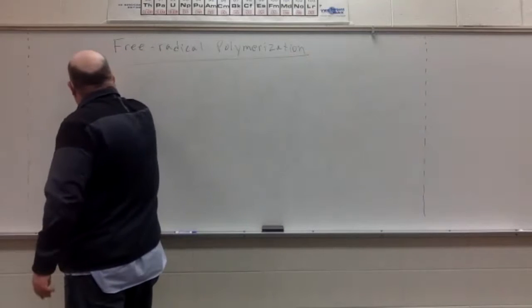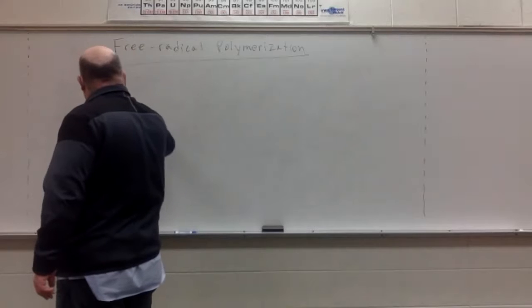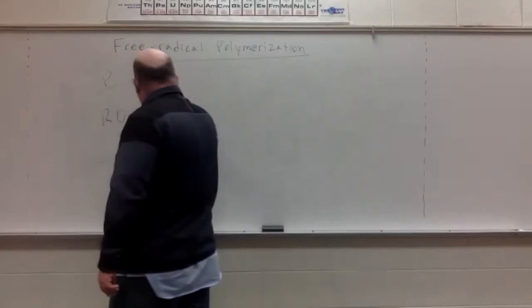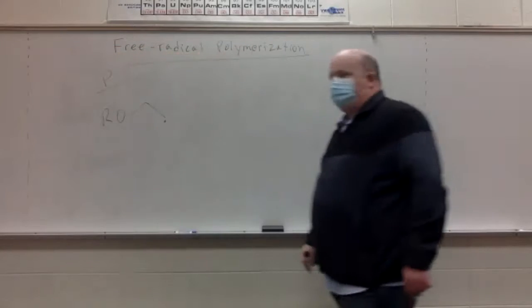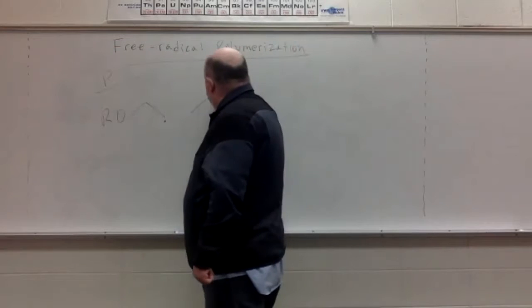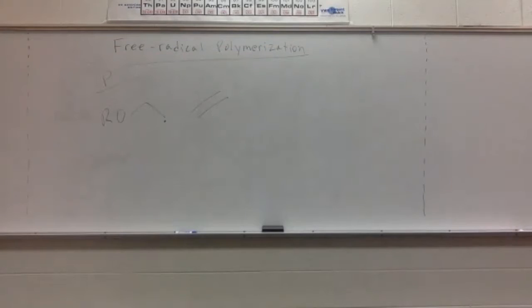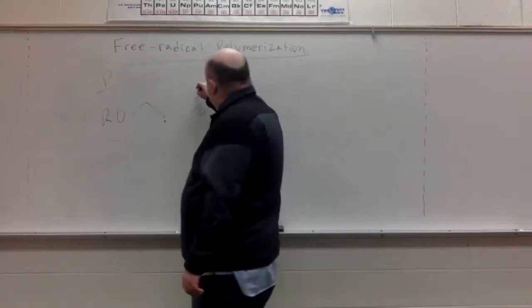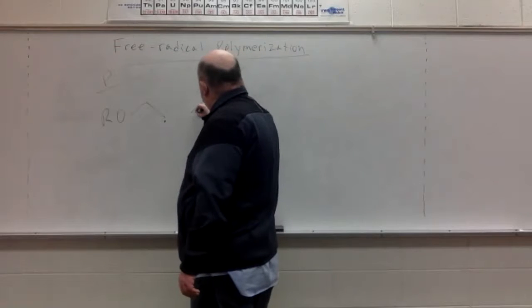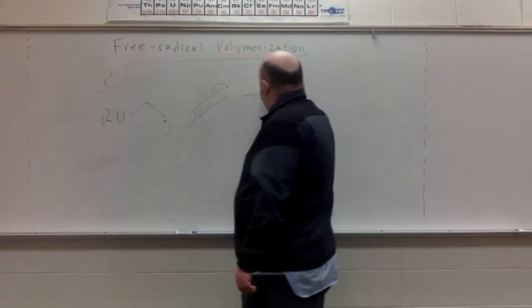All right, then let's look at propagation. So we've got our carbon radical. Guess what? You're going to encounter another monomer unit. What do you think is going to happen? Same thing, yeah. This bond breaks. These two carbons become linked up, and you form another carbon radical.